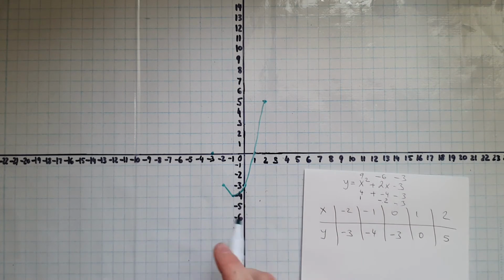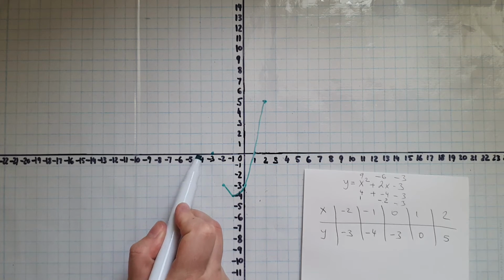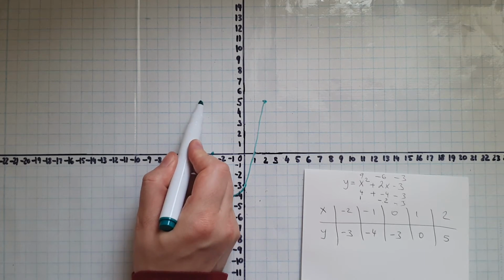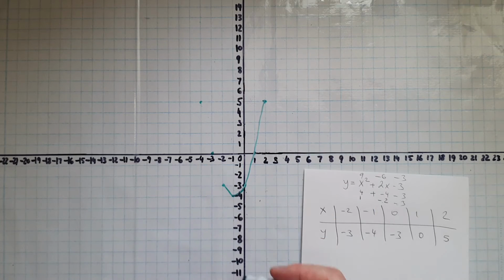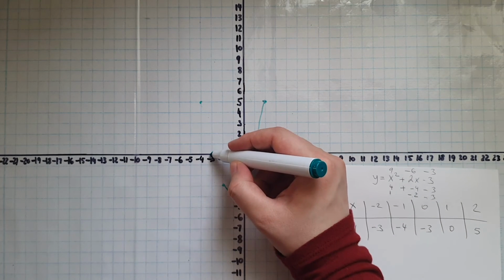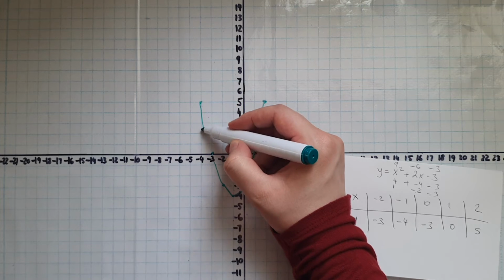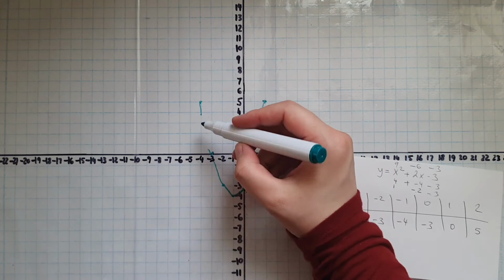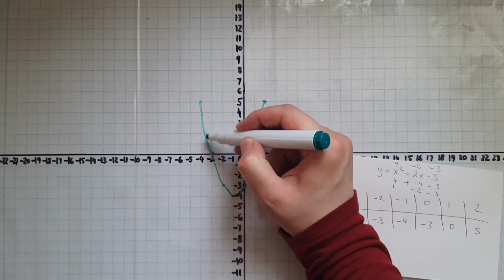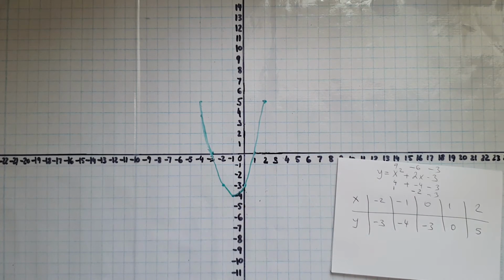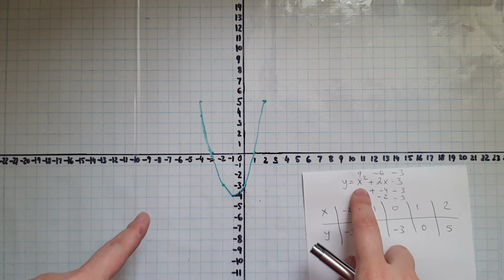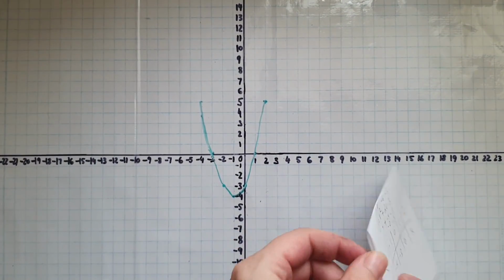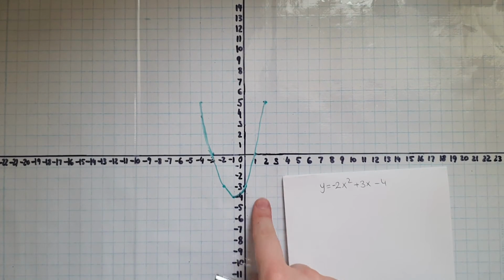And for when x is equal to -4, that should be 5. So roughly. So as the sign of x squared was positive, this is going upwards. Let's have a look at another one with a negative sign.